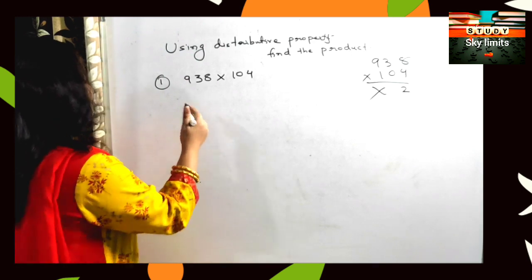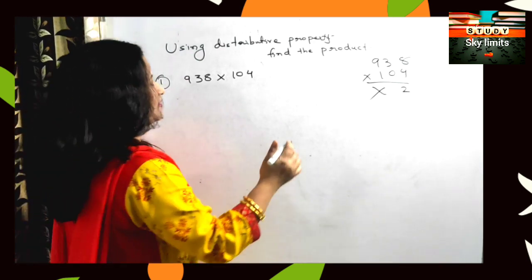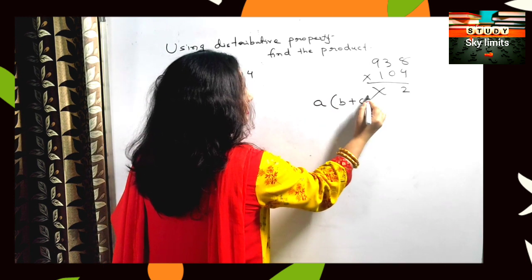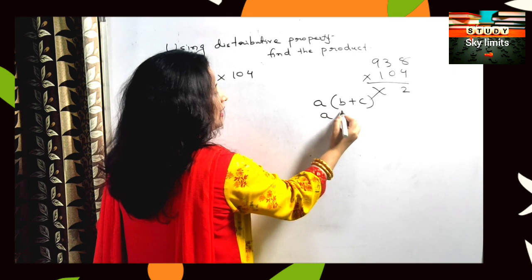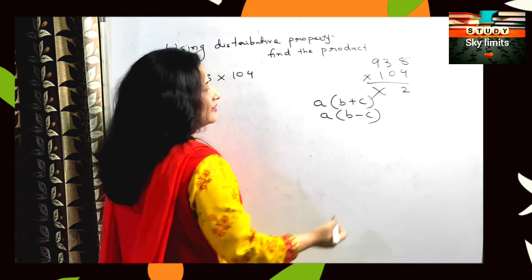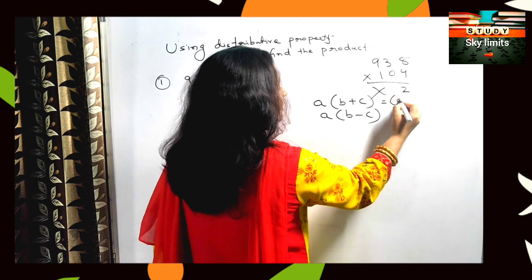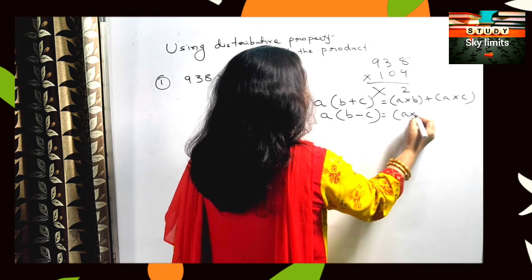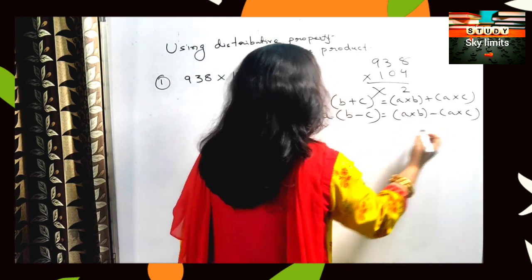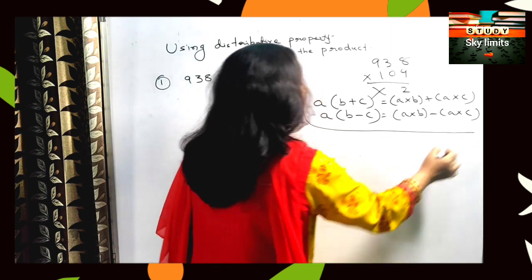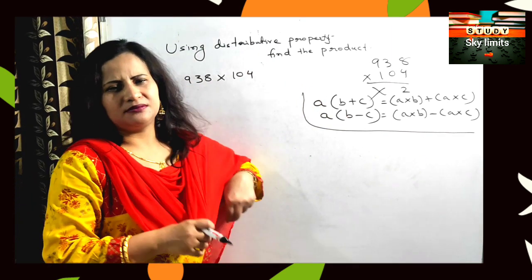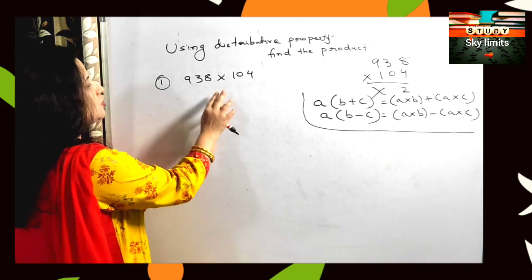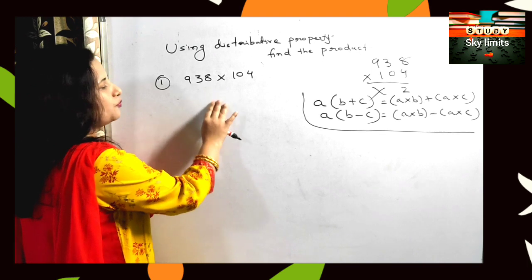See, distributive property means what? A is multiplied to B plus C, or A is multiplied to B minus C. That means A is first multiplied to B, then plus A is multiplied to C. Or A is multiplied to B minus A is multiplied to C. This is what you have read about the distributive property. A, B, C can be any number, it's a variable. So now, here we are going to use this format. You have to bring it into this format.